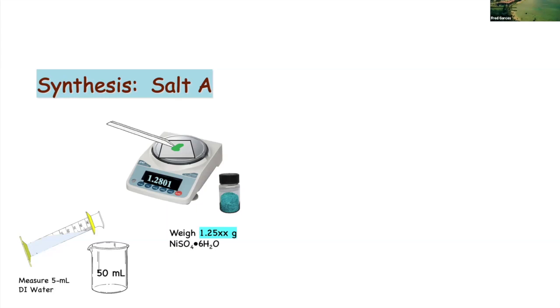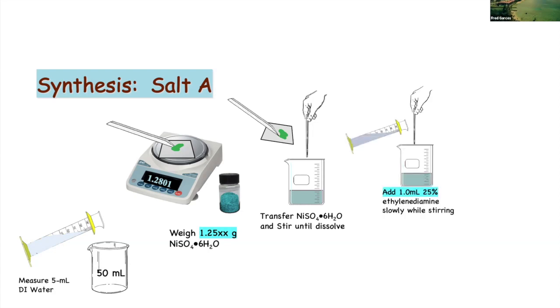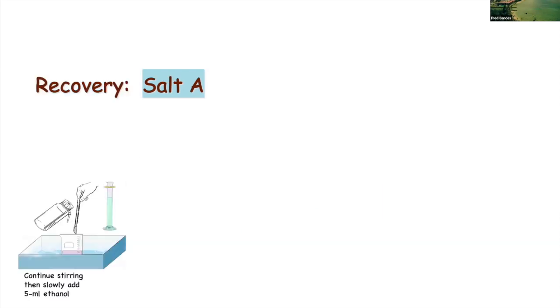And then what I have next is I am transferring it to the water. I'm stirring that right now. And then I'm adding 1 ml of 25% ethylene diamine slowly. And then I stir until the color changes. And then I cool it in an ice water bath and then add absolute ethanol.